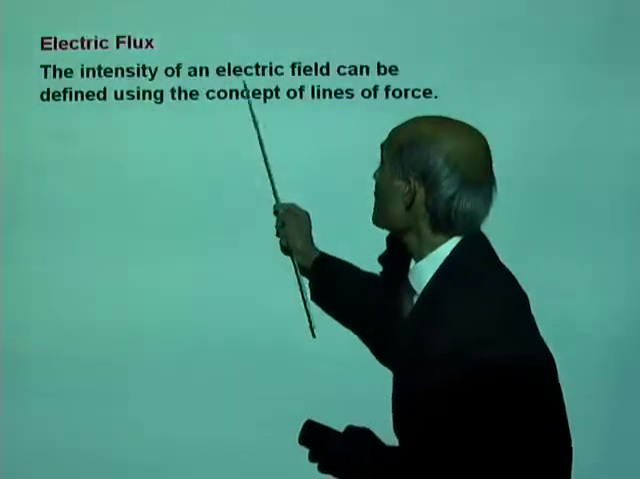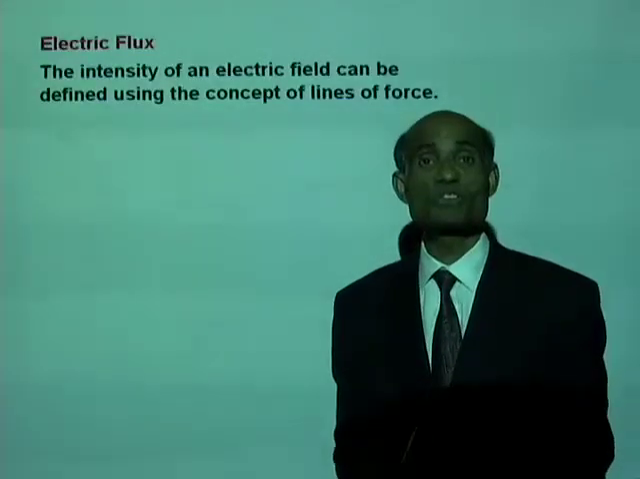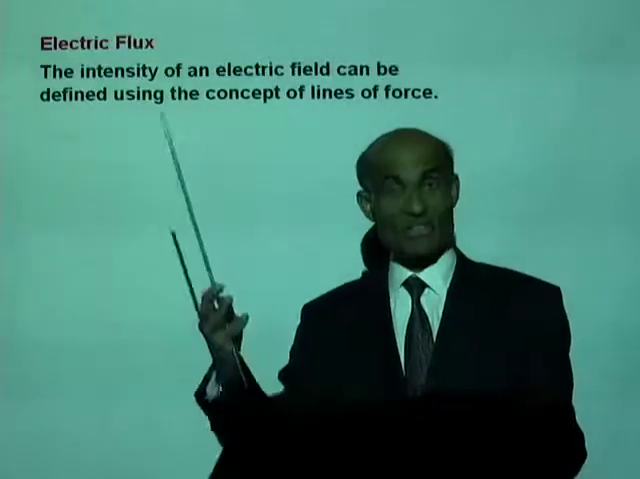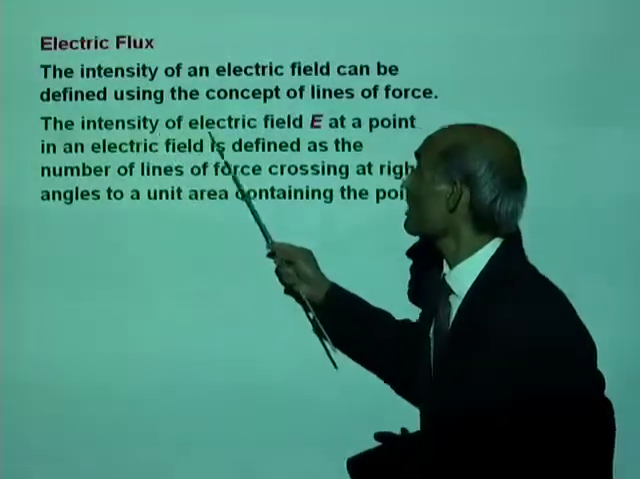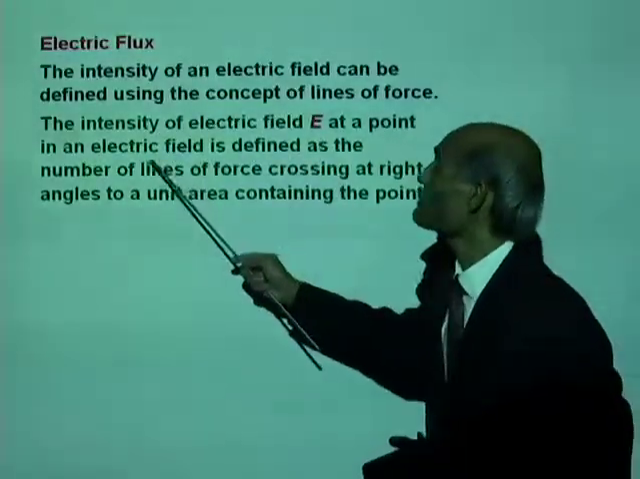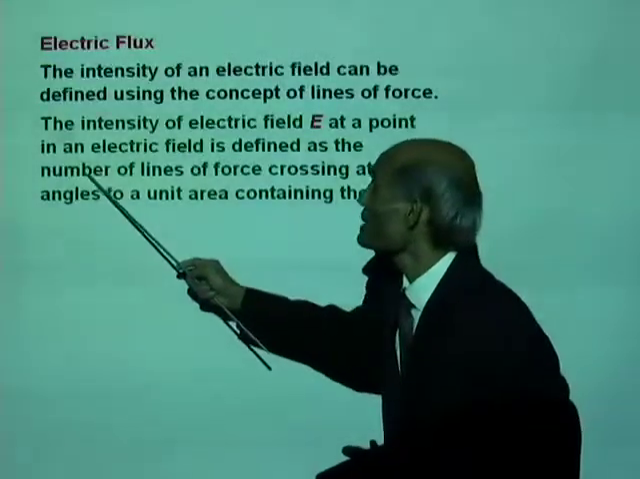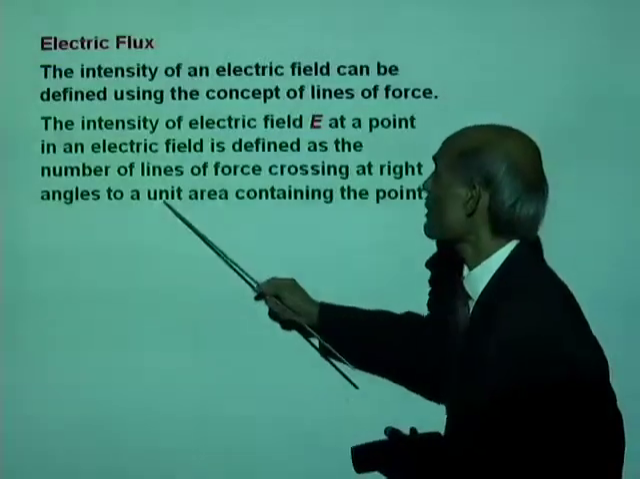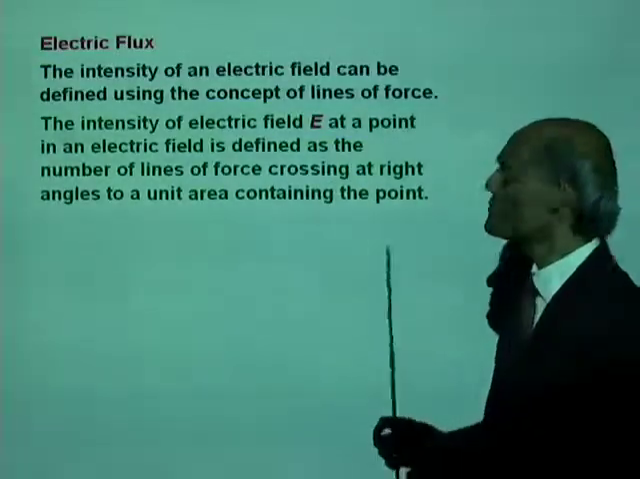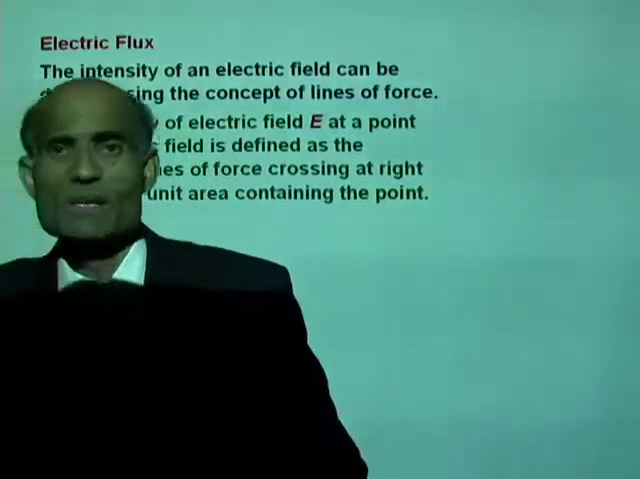The intensity of an electric field can be defined using the concept of lines of force that we have already done. The intensity of electric field E at a point in an electric field is defined as the number of lines of force crossing at right angles to a unit area containing that point.